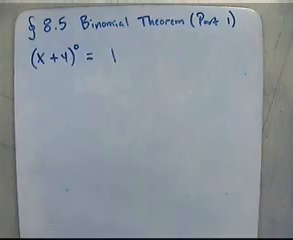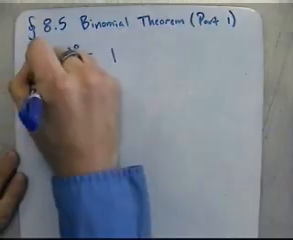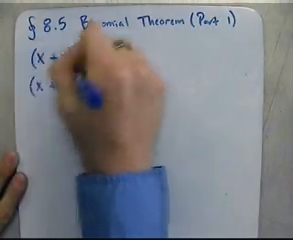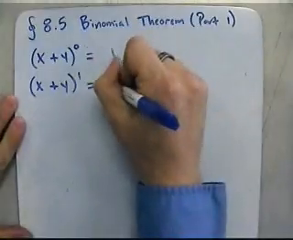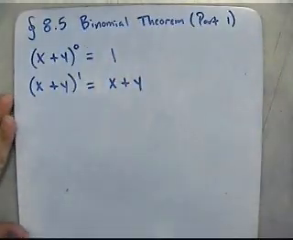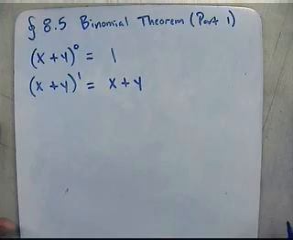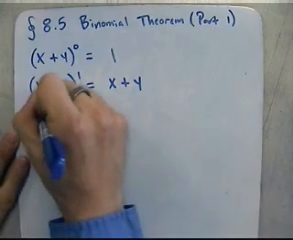So we're going to do x plus y to the 0 power, that's 1. Anything to the 0 power is 1, so that's not too bad. If I go x plus y and I raise it to the first power, that gives you x plus y. Easy so far.